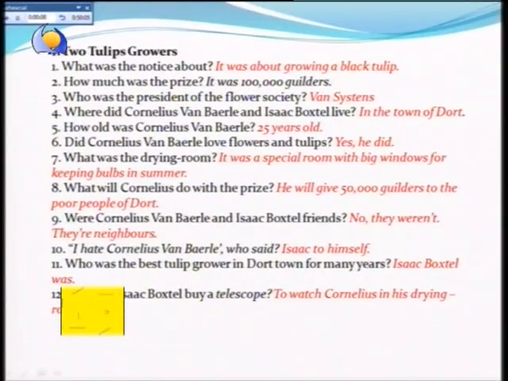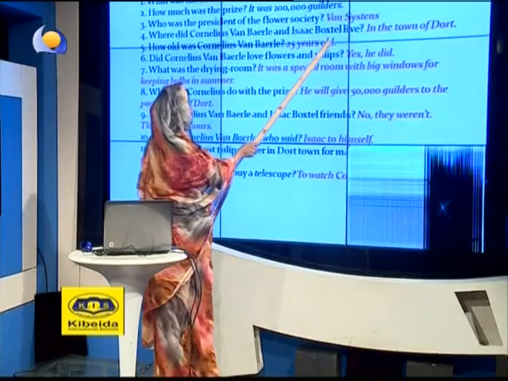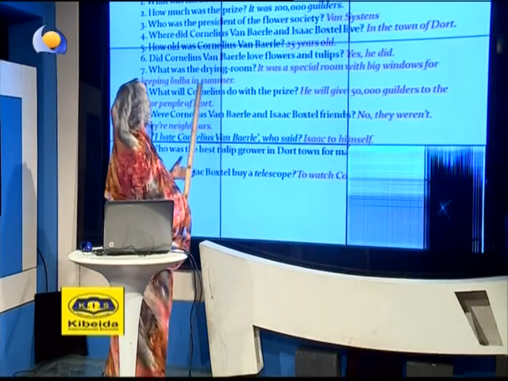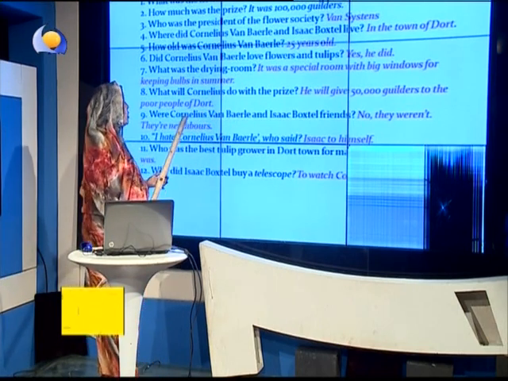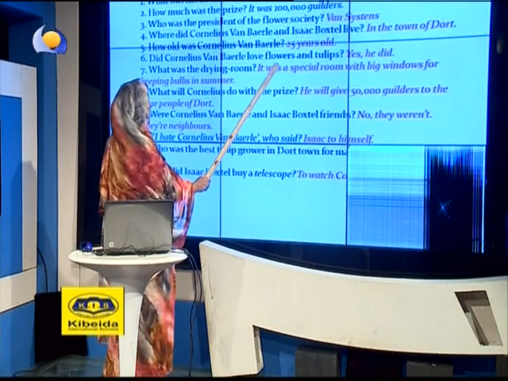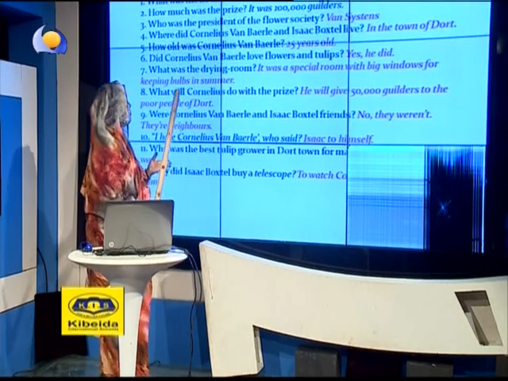I'm trying to cover as much as possible. You have here, the story was talking about growing a black tulip. And there was a prize of 100,000 guilders that was given to grow it. We have Cornelius Van Baerle and Cornelius DeWitt. Where did Cornelius Van Baerle and Isaac Boxtel live? They lived in the town of Dort. Cornelius Van Baerle was 25 years old. He liked growing tulips very much.